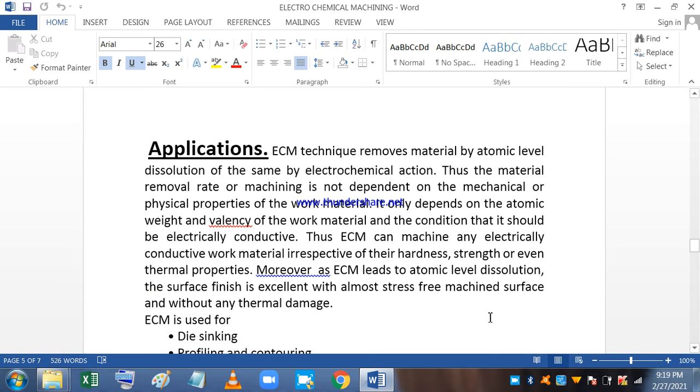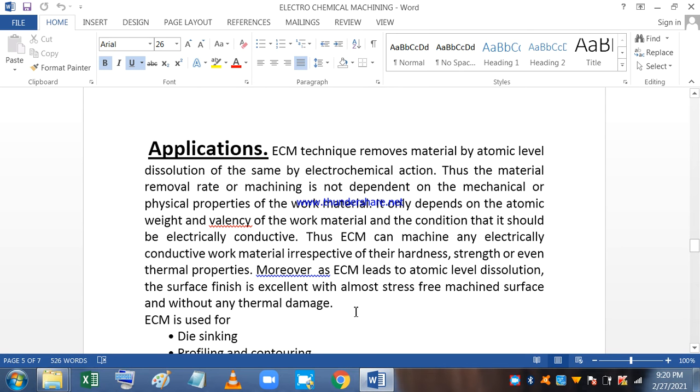Applications: the ECM technique removes material by atomic level dissolution through electrochemical reaction. Thus, the material removal rate or machining is not dependent on the mechanical or physical properties of the work material. It only depends on the atomic weight and valency of the work material and the condition that it should be electrically conductive. ECM can machine any electrically conducting material irrespective of its hardness, strength, or even thermal properties. Moreover, as ECM leads to atomic level dissolution, the surface finish is excellent, with an almost stress-free machined surface and without any thermal damage.